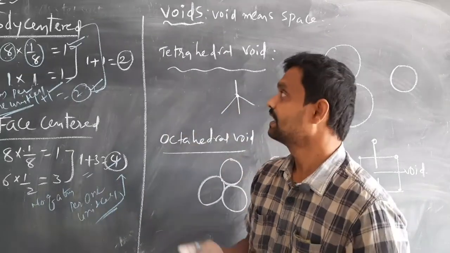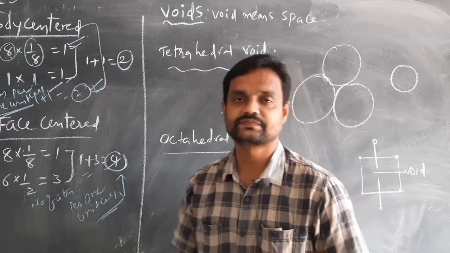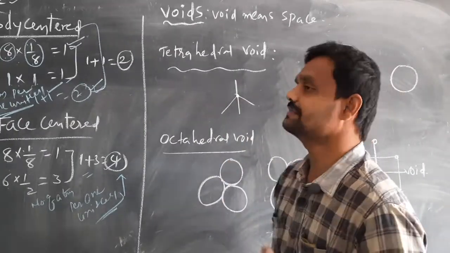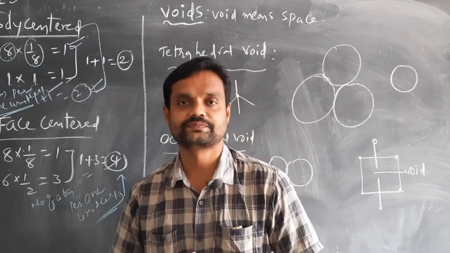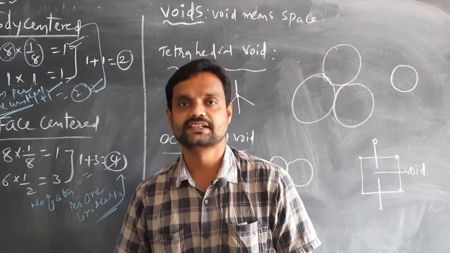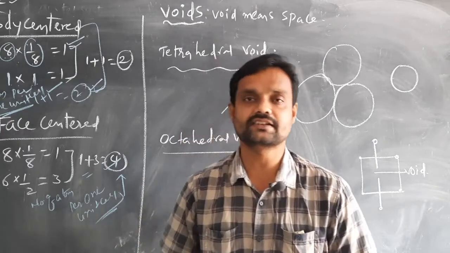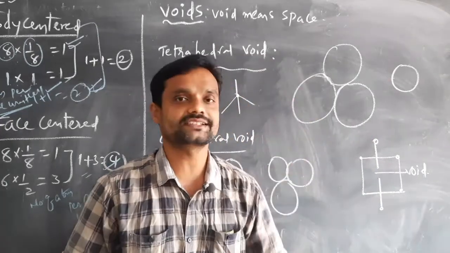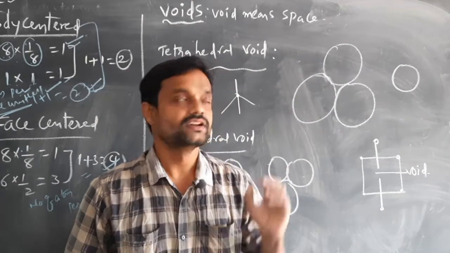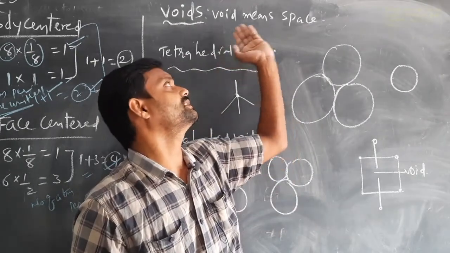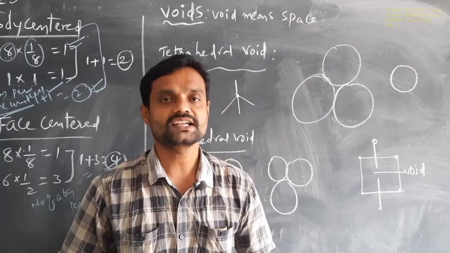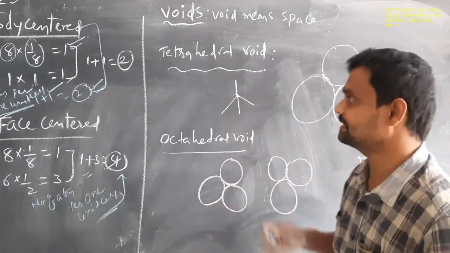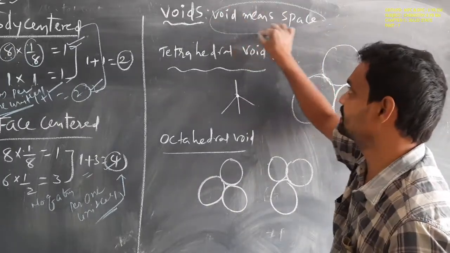Now here we have to know the voids. So what is meant by voids? Simple meaning: a void is the vacant space in between the atoms. In solid state chemistry we already know an atom can be considered as a sphere. So a void means the empty space, the vacant space.